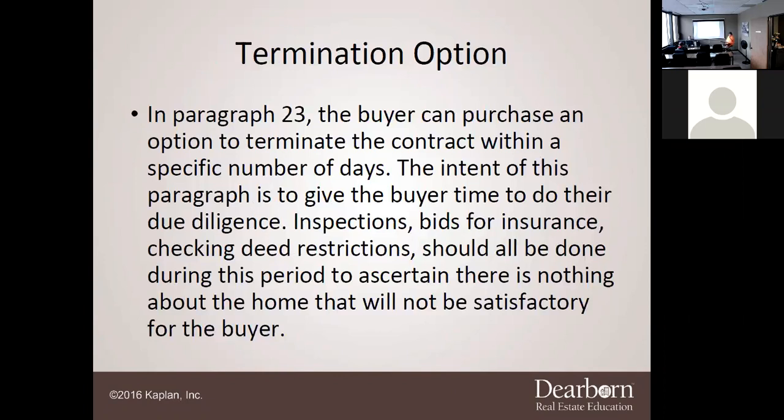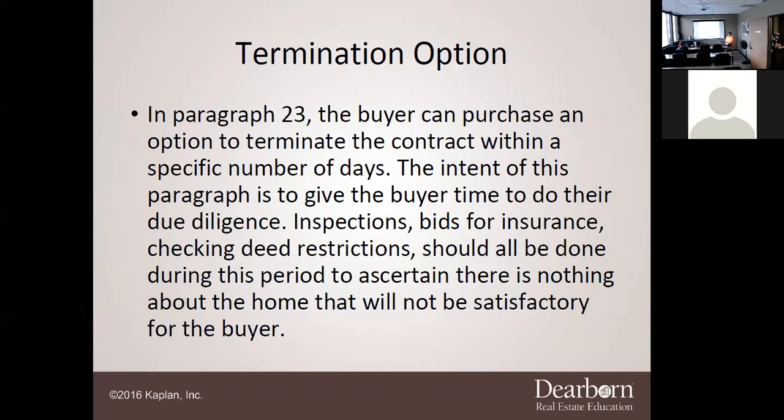Termination option. We talked about this the other day. It is now in paragraph 5, so not paragraph 23. In paragraph 5, the buyer can purchase an option to terminate the contract within a specific number of days. The intent of this paragraph is to give the buyer time to do their due diligence: inspections, bids for insurance, and checking deed restrictions should all be done during this period to ascertain there is nothing about the home that will not be satisfactory to the buyer.